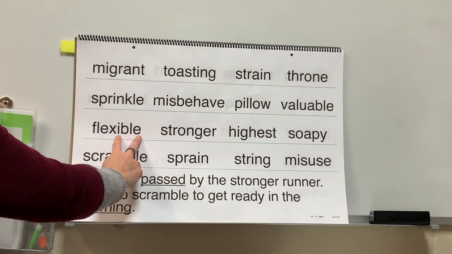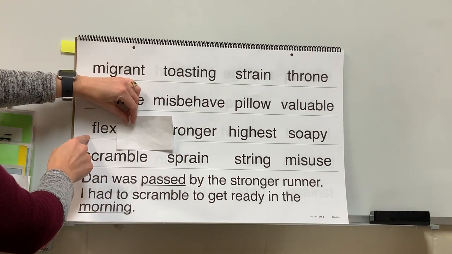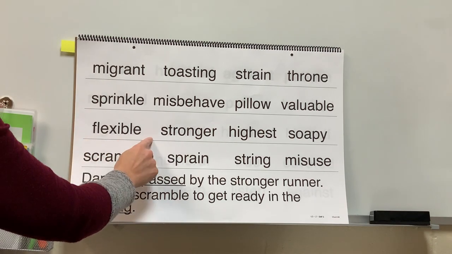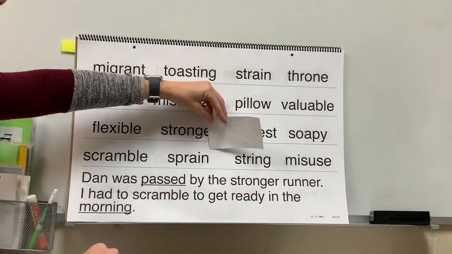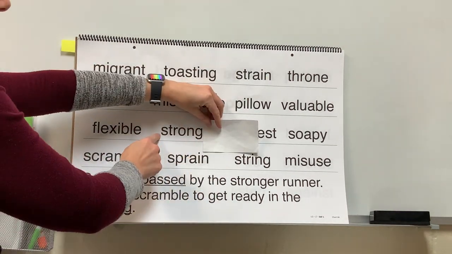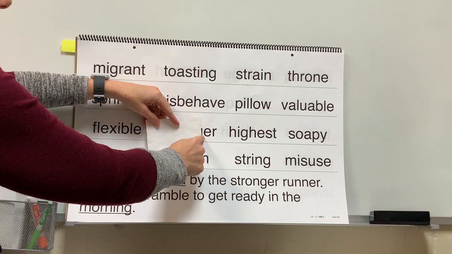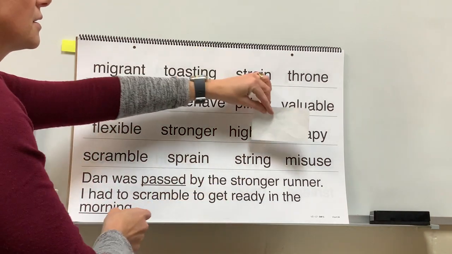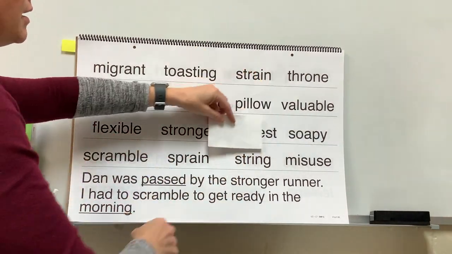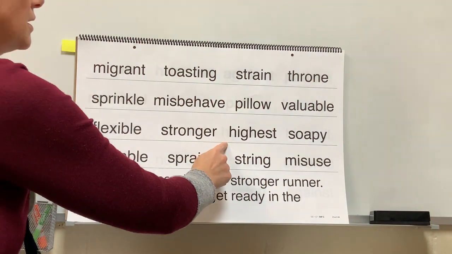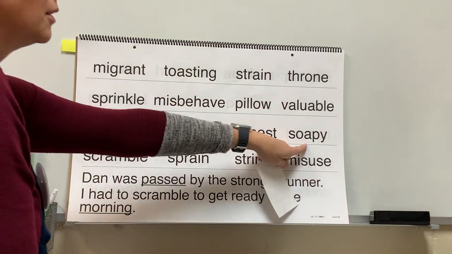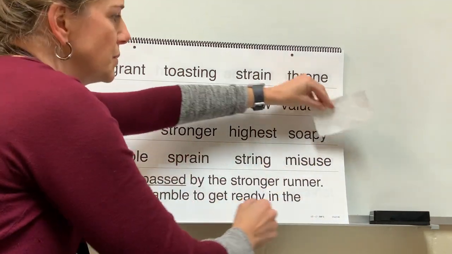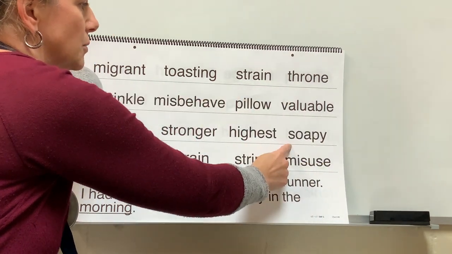Here's a suffix that I recognize. Let's read the base word. Base word, flex. Suffix, able. Word, flexible. There's a suffix. Base word, strong. Suffix, er. Word, stronger. Here's another suffix. Base word, high. Suffix, est. Word, highest. Base word, soap. Suffix, y. Word, soapy.